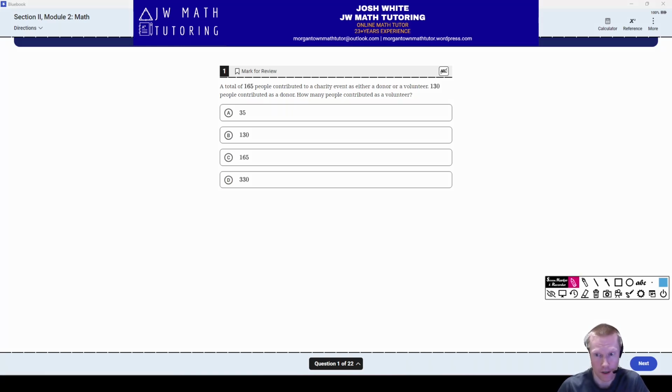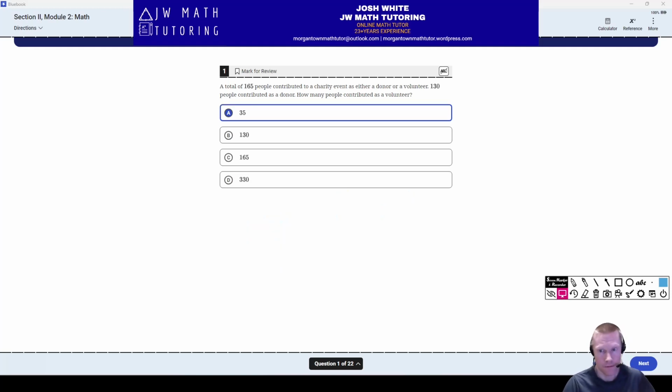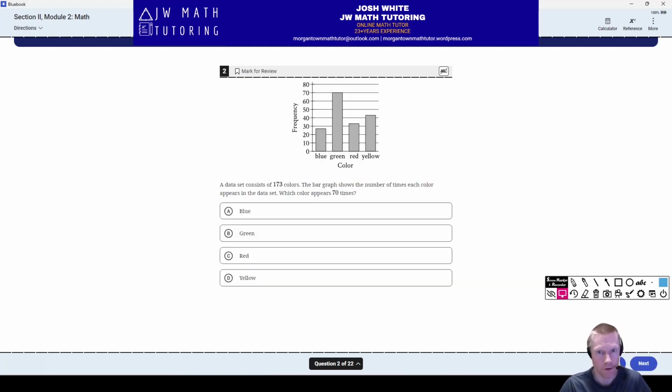Question number 1. You basically have 165 people here, and 130 of them are donors, and some unknown number are volunteers. So you just set up a basic equation, or you don't even need to do that. You can probably realize that it's just going to be 165 minus 130. It is 35 people that are going to be volunteers. All right, we can move on to the next question, number 2.